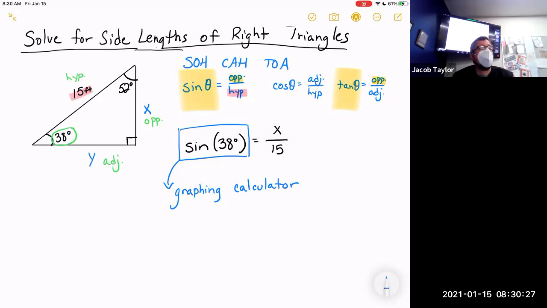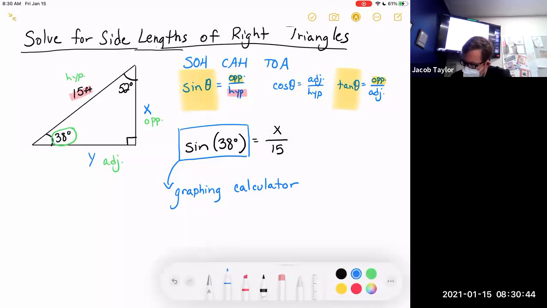So your calculator will do things both in degrees and in radians. Now, I don't want you to worry about radians at all right now. That is the kind of thing we are not going to deal with for quite some time. But by default, your graphing calculator does the math in radians. So we need to make sure your calculator is doing the math in degrees.